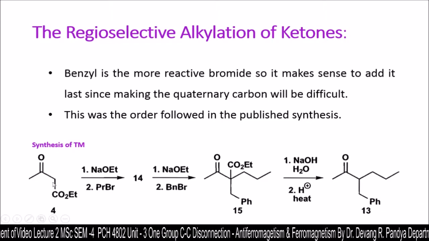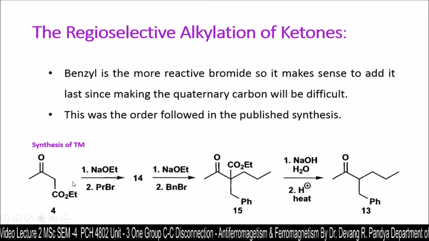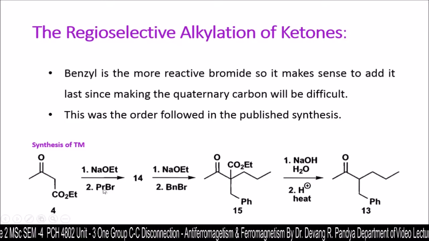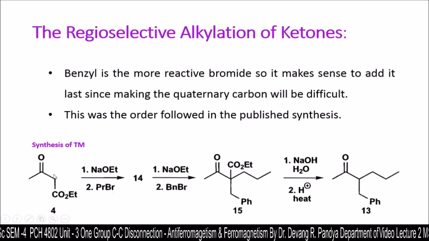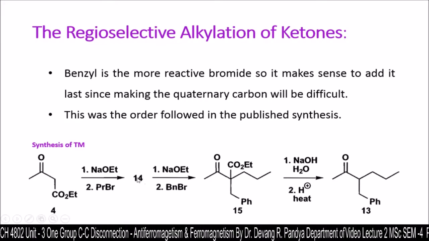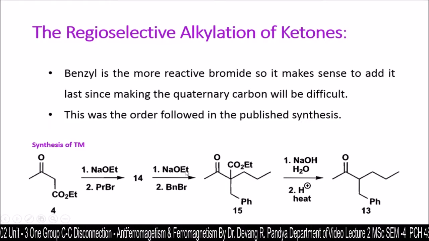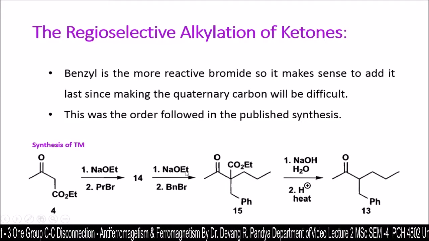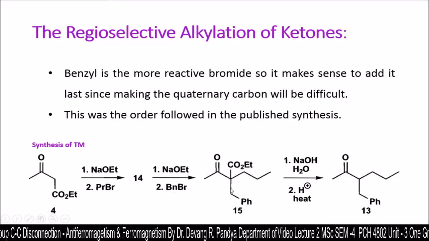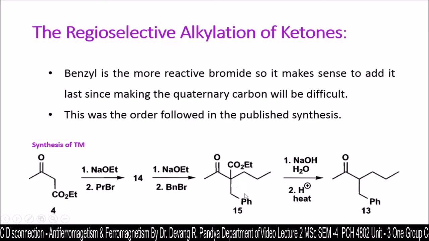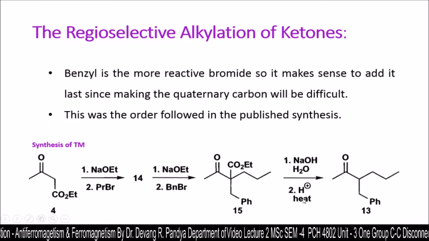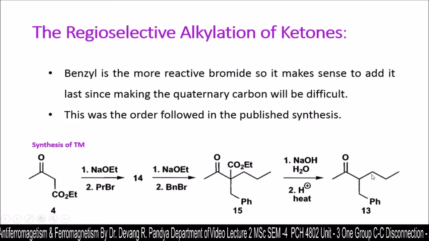We have started with the acetate compound and ethoxysodium. We'll treat that first, followed by propyl bromide. So we're going to get the side chain over here. That side chain is going to be obtained in structure 14. That structure 14 is again treated with ethoxysodium followed by benzyl bromide. So we're going to get another benzyl chain over here. That is structure 15, which is base hydrolyzed first, followed by the acidic treatment. It is going to give us the target molecule.